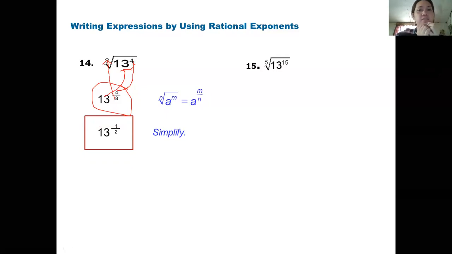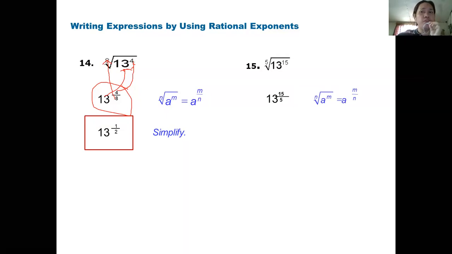Another example is the fifth root of 13 to the power of 15. Excited? Now, how do we do that one? How do we use rational exponents in simplifying it? Of course, the first thing we do is rewrite the radical expression in fractional exponent form. How do we do that? Look at the pattern. That gives you 13 to the power of 15 over 5.